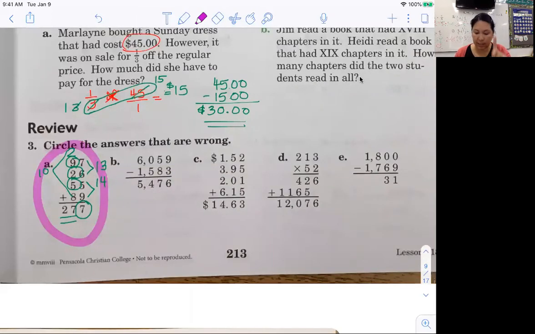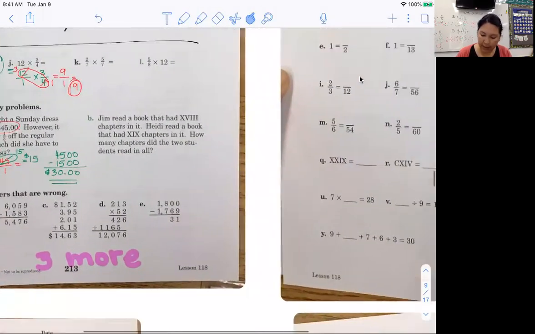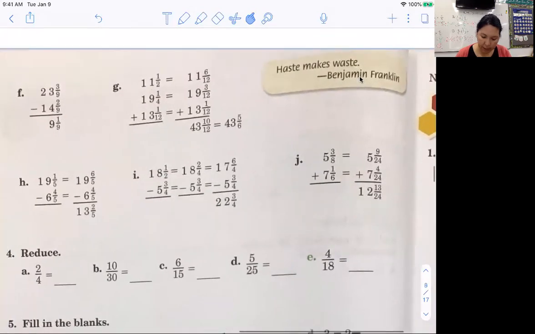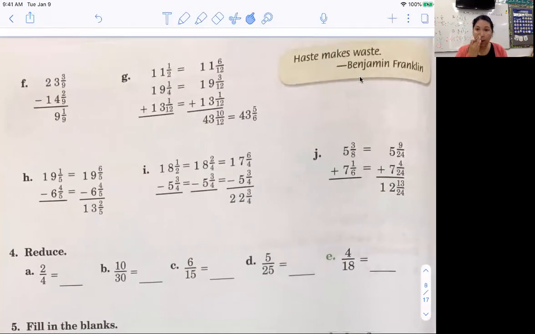I'll give you a hint. There are 3 more mistakes. So 3 out of these 4 are going to be wrong. See if you can find them. Okay, let's go to the back side, just so we can practice some of these. Okay, same thing here, guys. We're looking for mistakes. Okay, so let's pick one that looks kind of tricky.